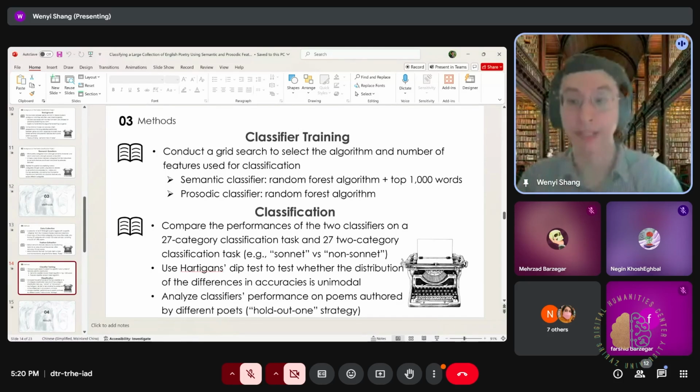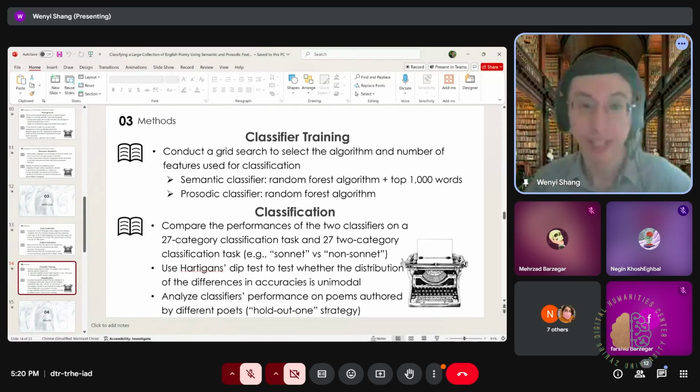Then we use it to classify the entire data set. And we find that the random forest algorithm and the top 1,000 words to be most ideal for the semantic classifier, and the random forest algorithm to be most ideal for the prosodic classifier. And then we conduct the classification experiments. So we conduct 2 experiments.